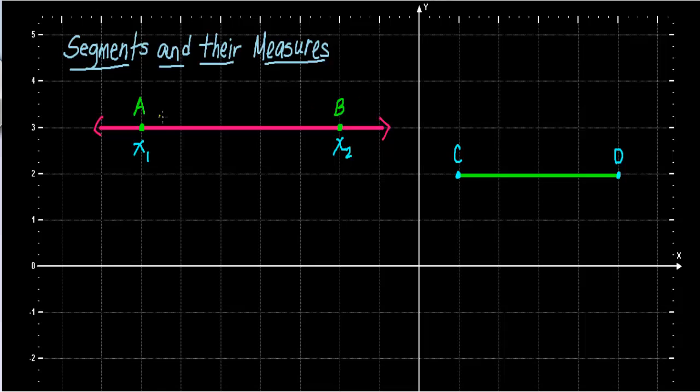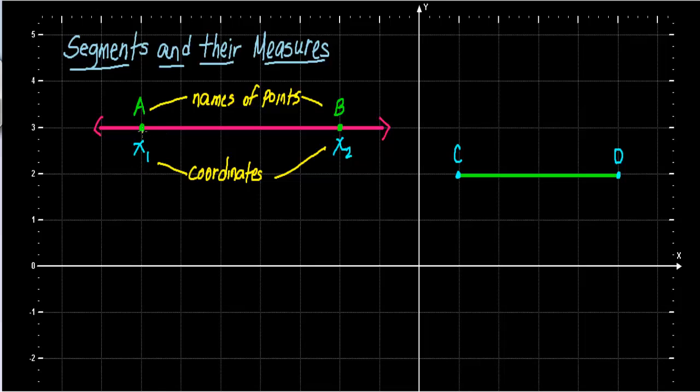Now, one thing I want to point out to you is that A and B are just the names of the points. They're just labels, okay? They just help us identify the segment or the line. Now, x sub 1 and x sub 2 are the coordinates of this segment. What they tell me is where on a number line or where on the coordinate plane they are located.